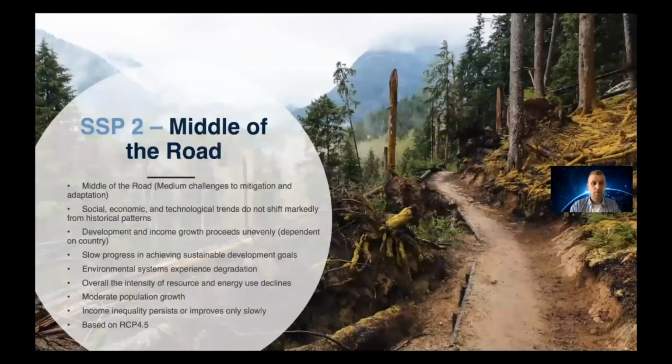SSP2 is a scenario that has a bit of everything, which means it's called the middle of the road. In a sense, social, economic, and technological trends do not really shift markedly from historical patterns. When countries or societies try to achieve sustainable development goals, the progress is pretty slow. The population growth is pretty moderate, and the inequalities in income only slowly improve or just persist over time.